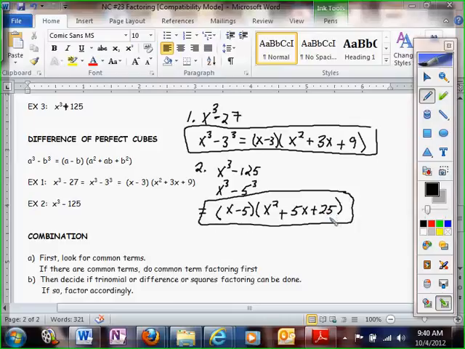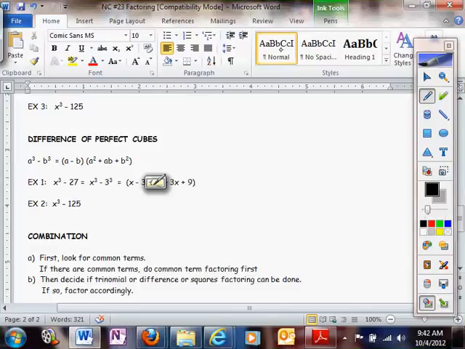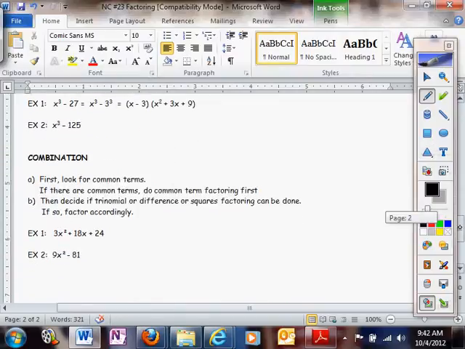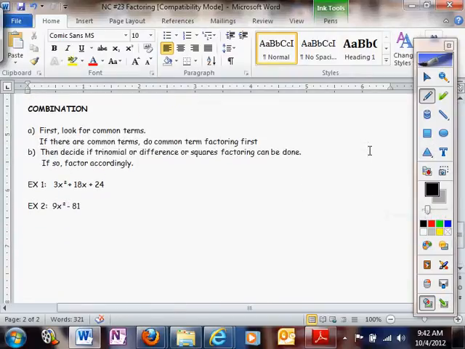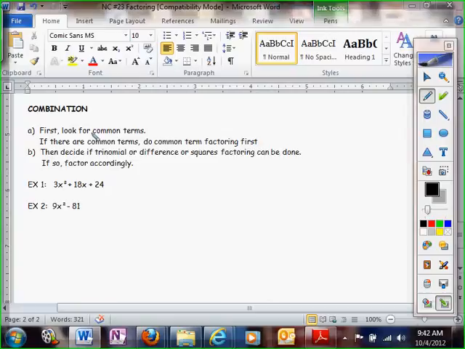And finally, what we're going to talk about in our review of factoring is a combination of basically all the things. And it's kind of like what I've been talking about at the beginning since we've started factoring. You want to always first, it says here on choice A under combination, first look for common terms. You always want to try to factor out that common term.